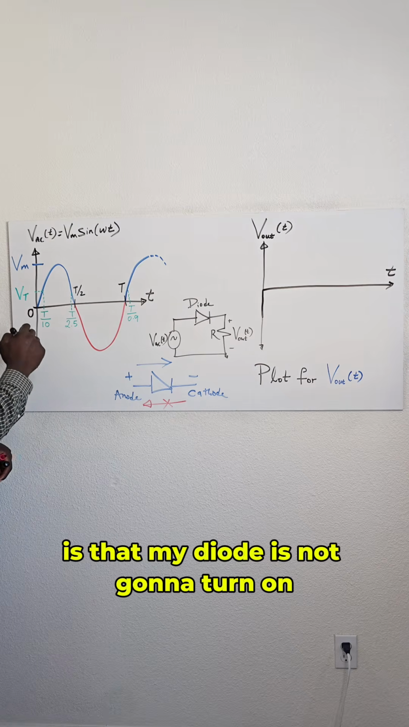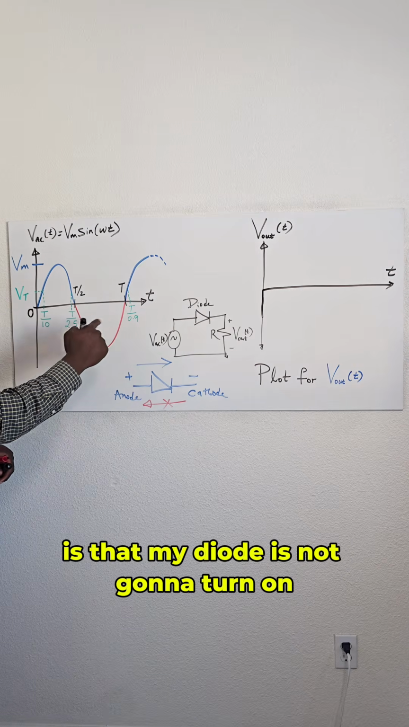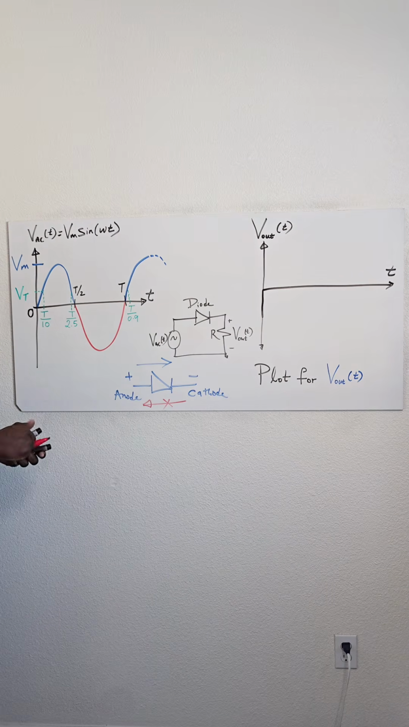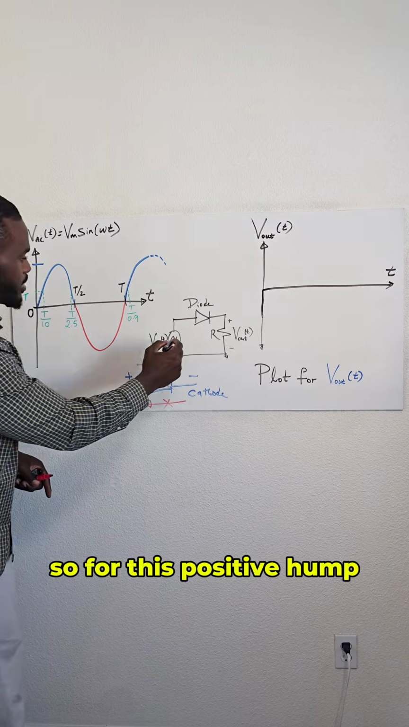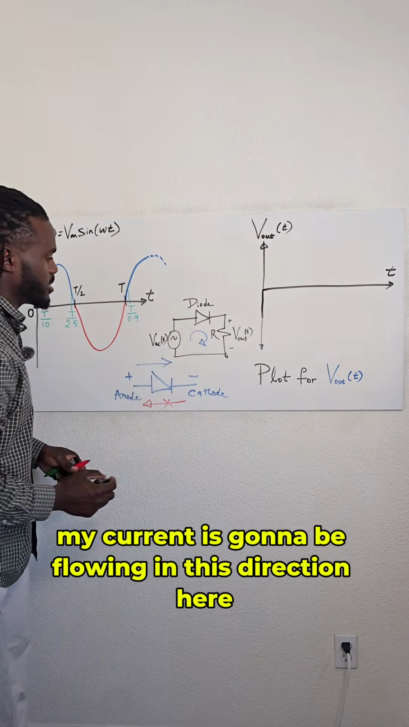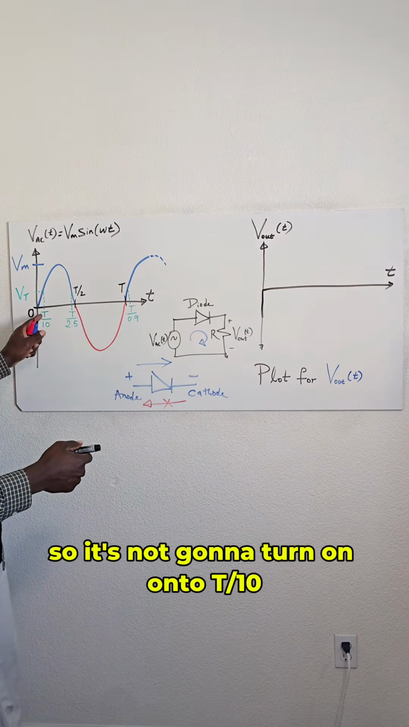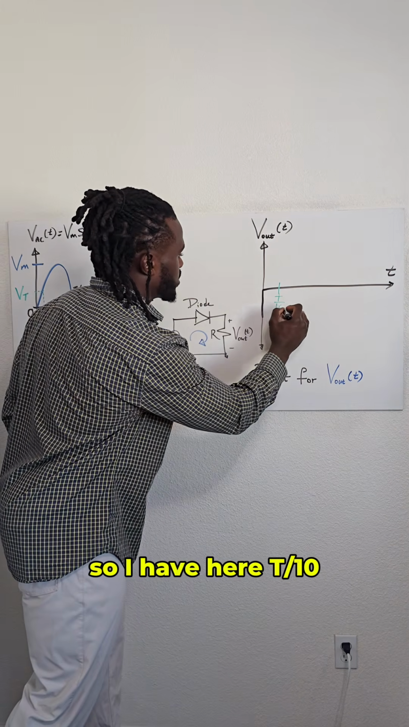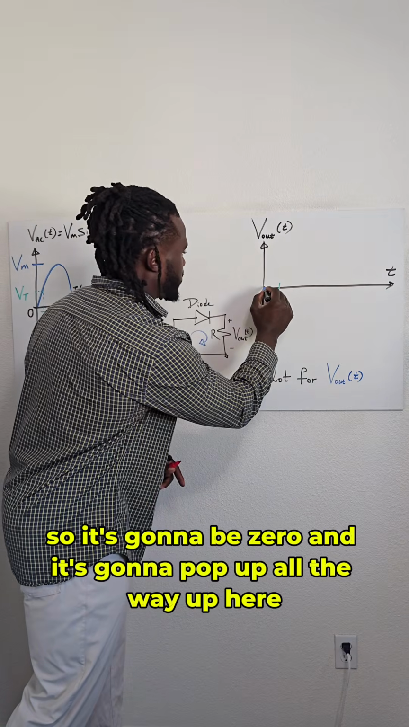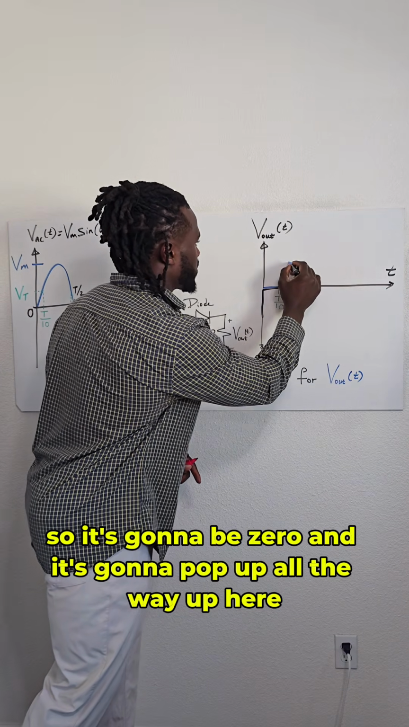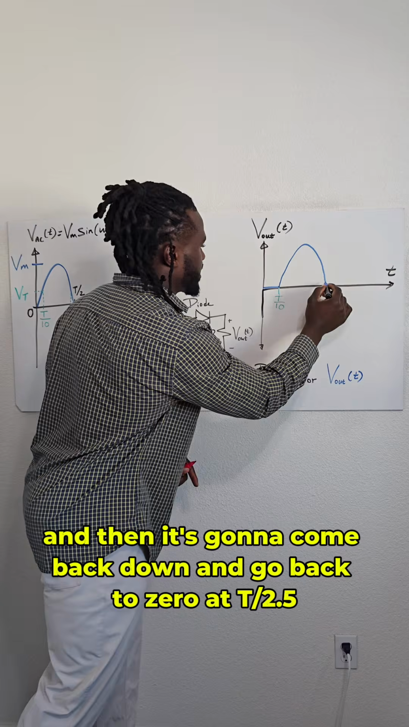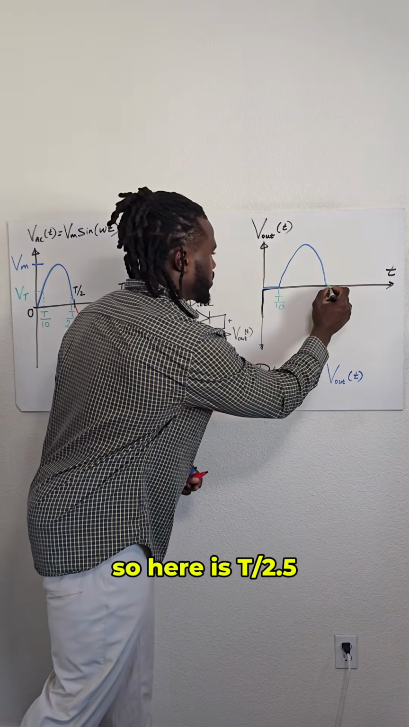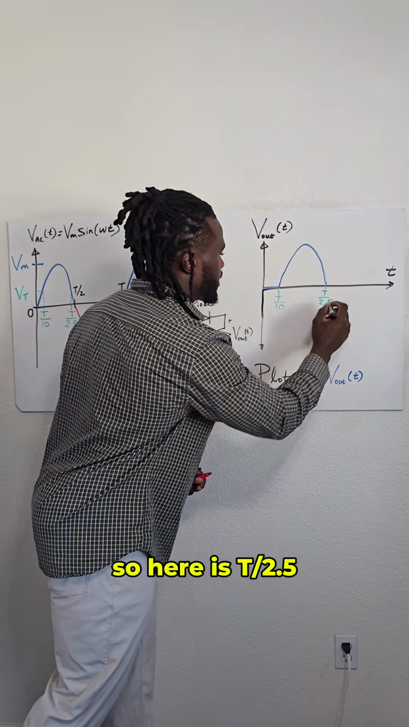And the first thing you want to notice is that my diode is not going to turn on or allow current to pass through unless it's higher than this V threshold. So for this positive hump, my current is going to be flowing in this direction here. So it's not going to turn on until t over 10. So I have here t over 10. So it's going to be 0, and it's going to pop up all the way up here. And then it's going to come back down and go back to 0 at t over 2.5. So here is t over 2.5.